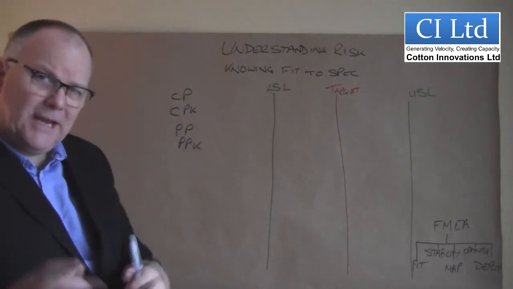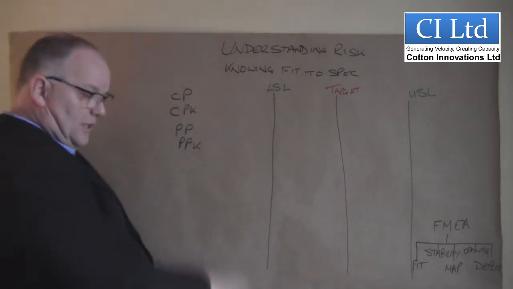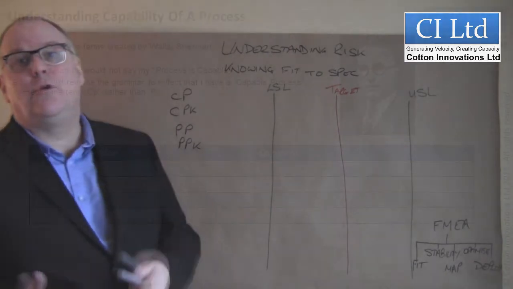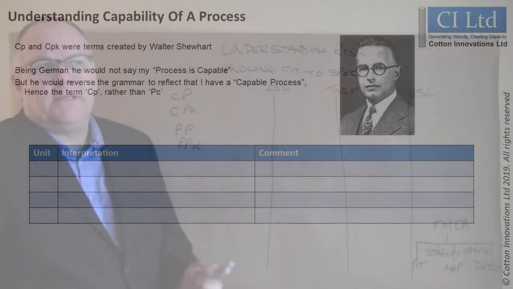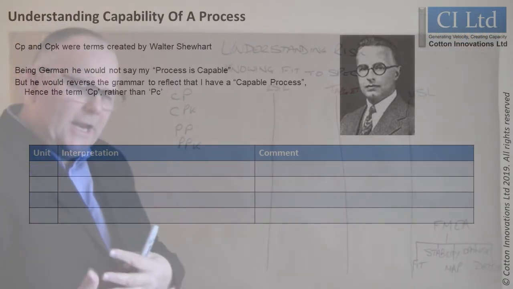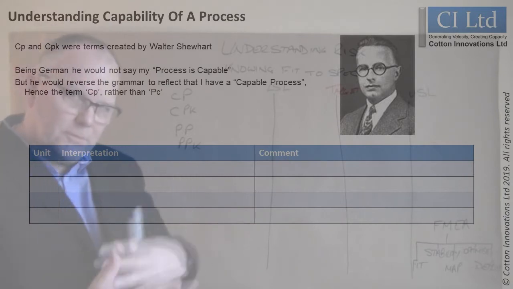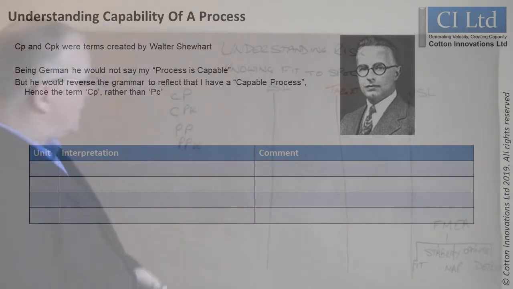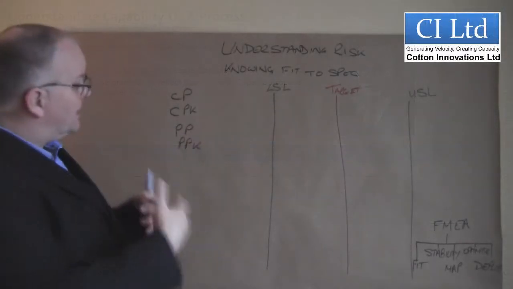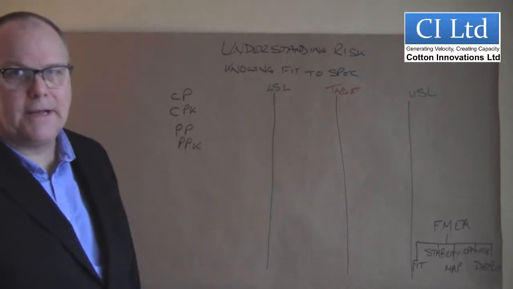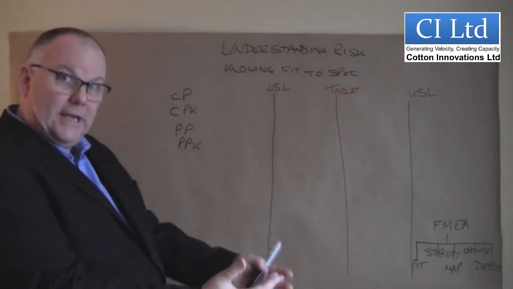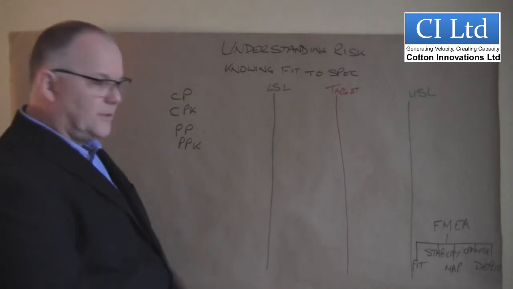So to understand what those mean, we first of all need to understand the terminology. C stands for capability and P stands for process. And because it was invented by a German gentleman by the name of Shewhart, compared to English, they change their verb structure, so the verbs appear at the end of the sentence. So they would not say, is the process capable, as we would talk about it in the UK, but they would say, it's a capable process. There is a capability in my process.